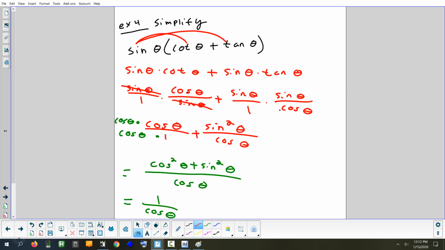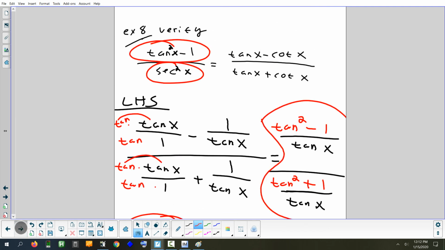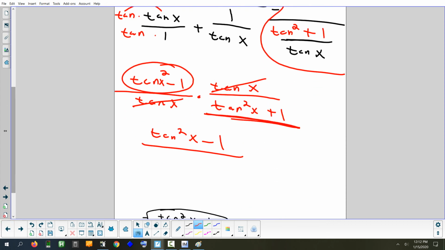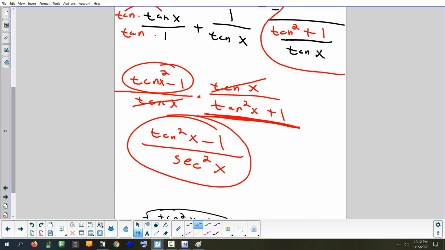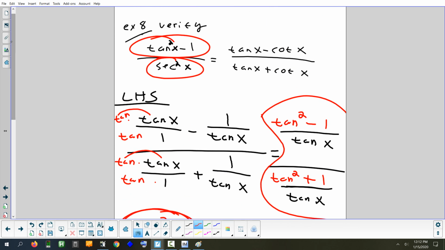So, go back right here. This that I'm underlining turns into secant squared because of that Pythagorean identity. So we end up with tangent squared minus 1 in the top, and we end up with secant squared x in the bottom, and that's exactly what we were supposed to get. So changing to sines and cosines was definitely not the way to go, but changing to tangents and then finding a common denominator, that way worked out here.